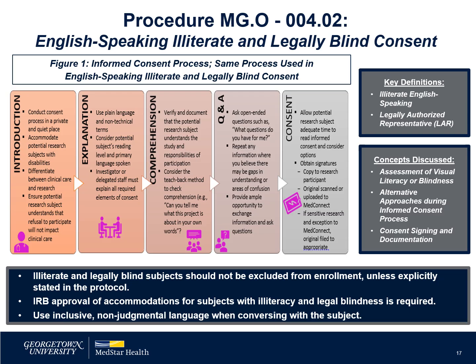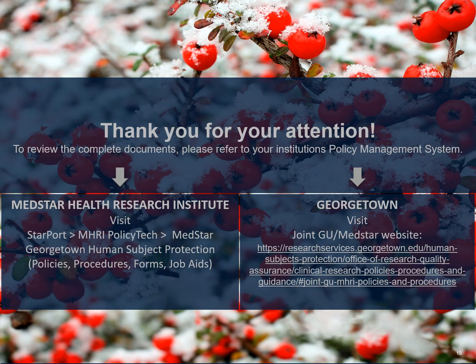Throughout this video, guidance on assessment of visual literacy or blindness and appropriate alternative approaches to consenting English-speaking illiterate and legally blind subjects was provided. Finally, additional consent signing and documentation requirements were discussed. This concludes the overview of Procedure MG-O-402 on consenting English-speaking illiterate and legally blind research subjects.